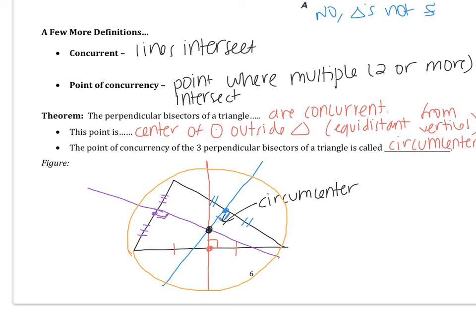Now, this point is the same distance from all the vertices. That's because this point creates radii with the vertices. So this right here, from the vertex to the point, is one radius. That's going to be the same distance as this radius over here, and the same distance as this radius over here. Okay. I know this is confusing, so I think it's best if we just move on and try a few examples. So please flip the page.